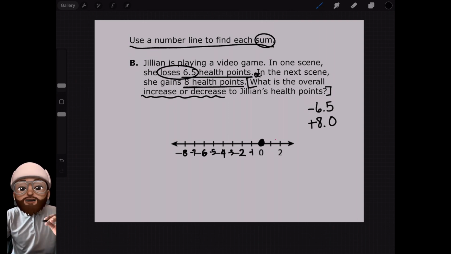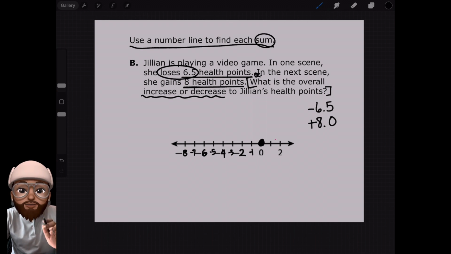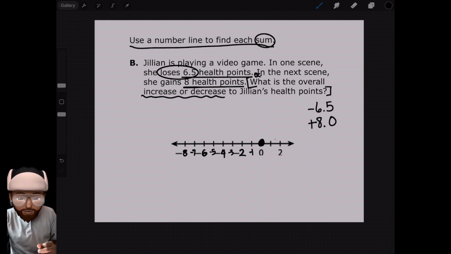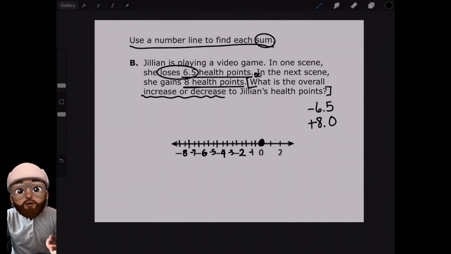And then in between there, we'd have the halfway points. So that's where we'd put the 0.5 and the negative 1.5, negative 2.5, negative 3.5, negative 4.5, negative 5.5, negative 6.5, negative 7.5, and negative 8.5. Now, what did our question ask us? The question asked us, what is the overall increase or decrease to Jillian's health points?